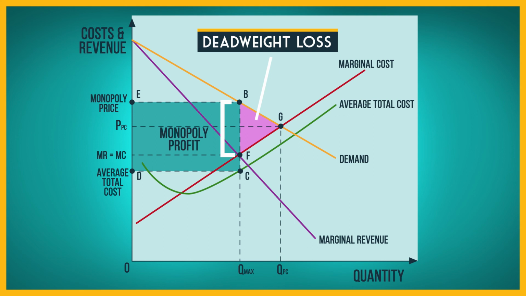amount. If we sum all of the distances between the demand and marginal cost curves as output increases by small amounts from Qmax to QPC, we obtain the area of the pink triangle. Students of calculus might recognize this area as the integral of the difference between the demand and marginal cost curves.